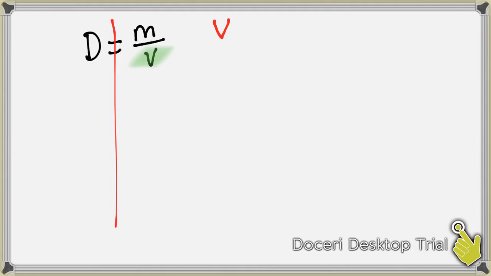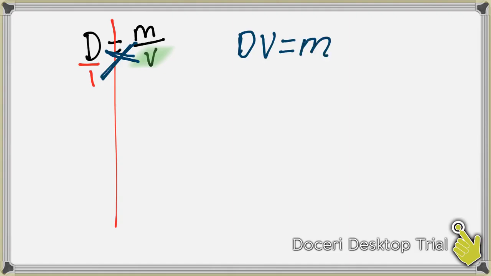So I told you when that happens, you're going to make the other side a fraction. So I'm going to take this d and I'm going to put it over 1. And now that I did that, now I could cross multiply. All right, so when I cross multiply, I'm going to say d times v, which we'll say is dv, is equal to 1 times m, which is just m.